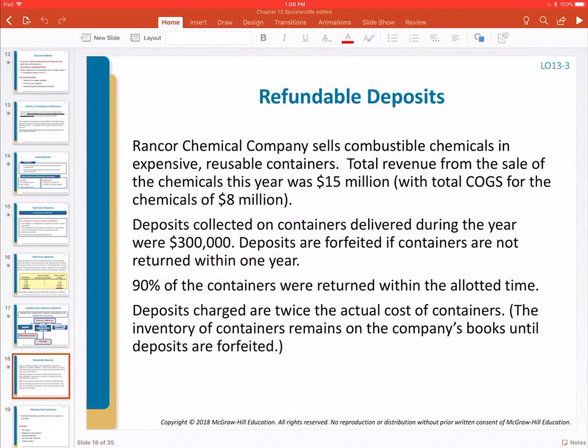This example that we're going to go through is related to refundable deposits. So a lot of times there may be instances where an organization has to deliver product essentially in certain containers, and over time they allow the customers to return those containers and get their money back. Another example of a refundable deposit is simply like an apartment deposit, right?